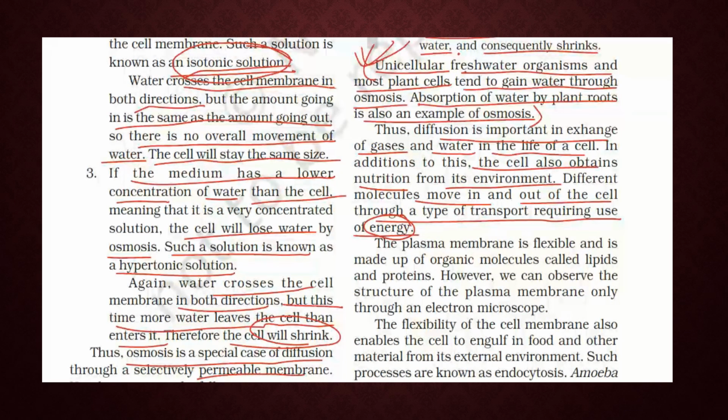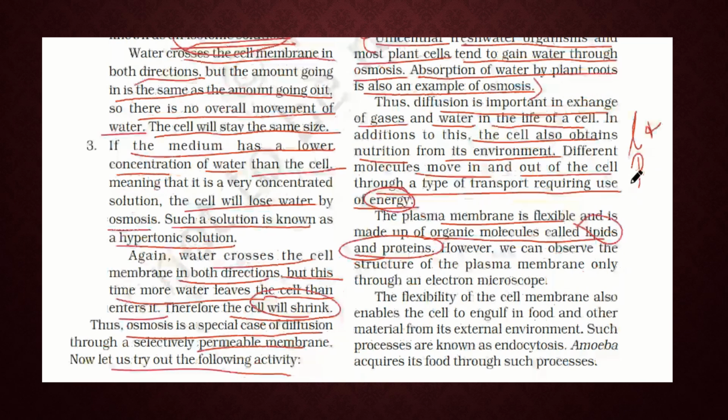So moving in and outside the cell through a type of transport requires the use of energy, right? Now the plasma membrane is very flexible and is made up of organic molecules called lipids and proteins. So what is the plasma membrane made up of? It is mainly made up of lipids and proteins, right?